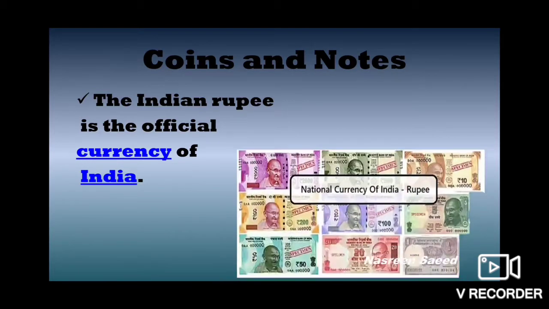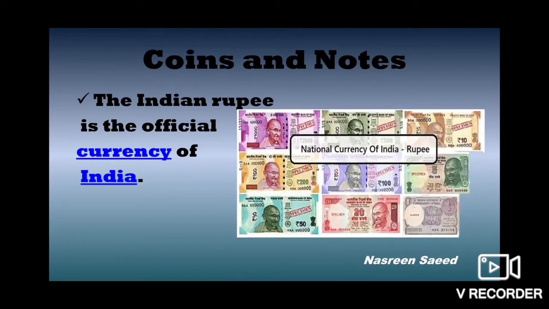Now the Indian rupee is the official currency of India. We know America has dollar, Dubai has dirham. In the same way India has Indian rupee, which is the official currency of India. We can buy anything, we can sell and get money. We are going to get Indian rupee in exchange. So that is India's official currency, the Indian rupee.